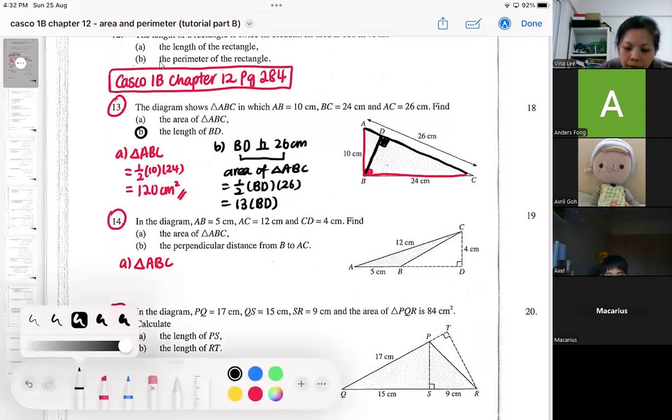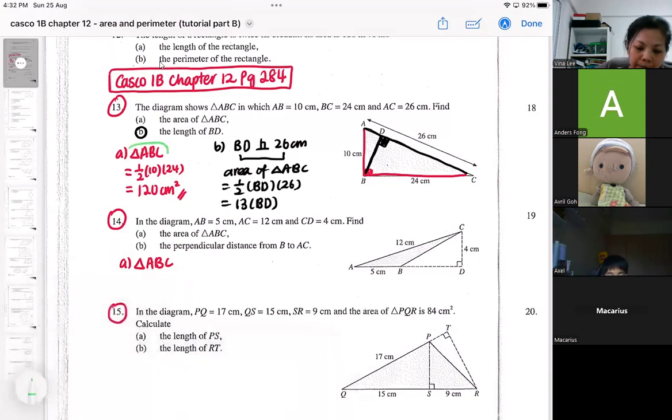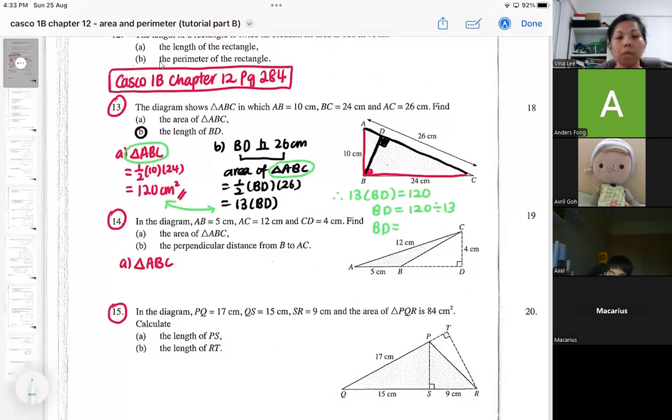These two areas are supposed to be the same, because we are talking about the same area. So 13 times BD should be equal to 120, and BD will be 120 divided by 13. If you don't get a nice number, that's fine. You can leave it as a fraction.